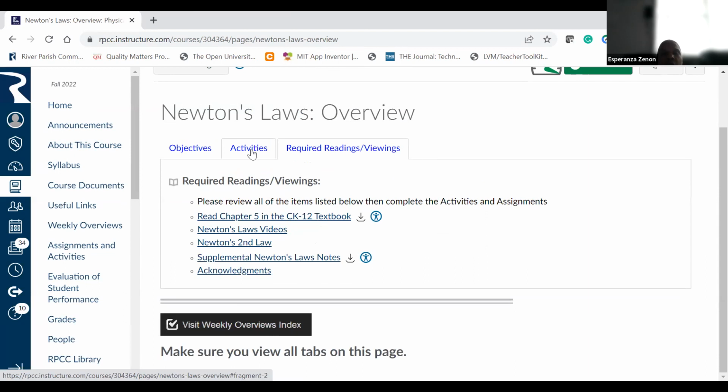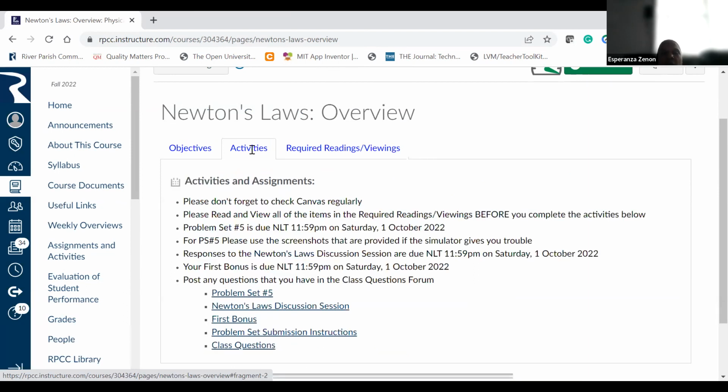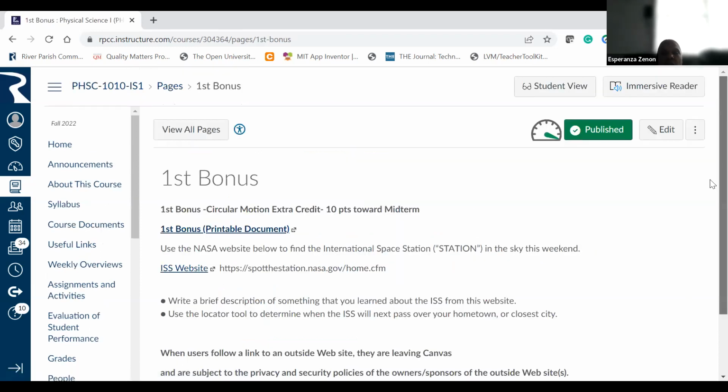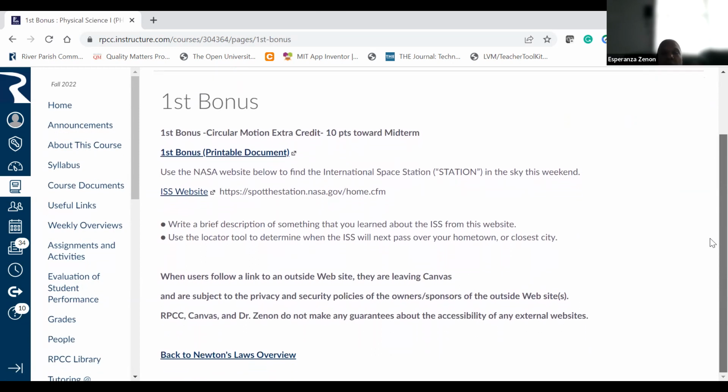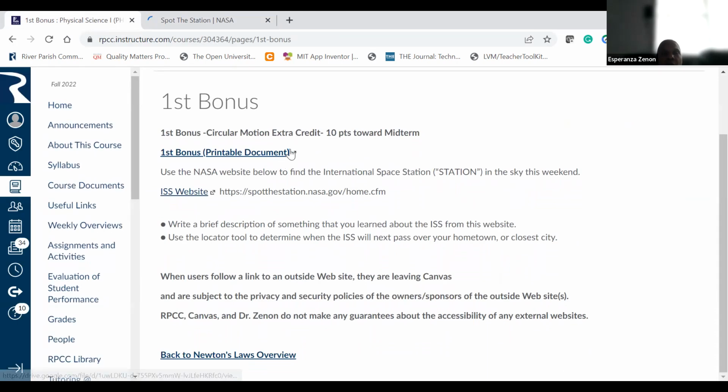Okay, so before I jump right into that, let me go ahead and talk about your first bonus, because actually the first bonus deals with circular motion. Okay, so if you go out to this NASA website on the International Space Station, and if you were here last week, I talked about the International Space Station. It is a satellite that is currently orbiting the Earth. It's a low Earth orbit satellite, a LEO.